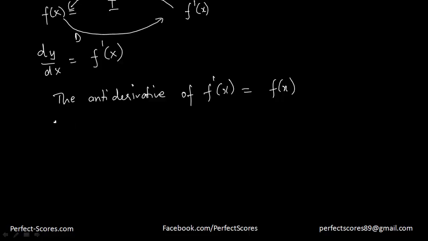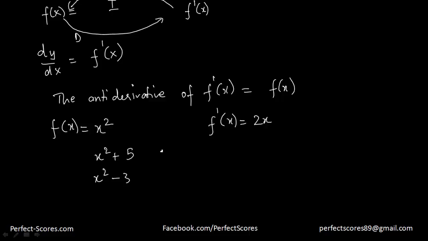So let's say, for example, I have a function f of x, and let's suppose the derivative of the function is equal to 2 times x. Now how do you get 2 times x as your derivative? Well, the function can be x square, because if I differentiate x square, I will be getting 2x, right? It can be x square plus 5 also. It can be x square minus 3 also, because all these functions will give a derivative of 2 times x.